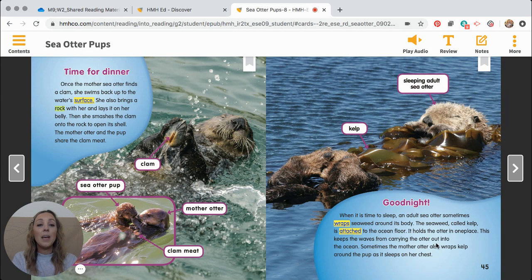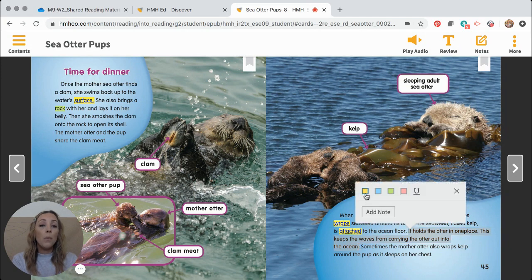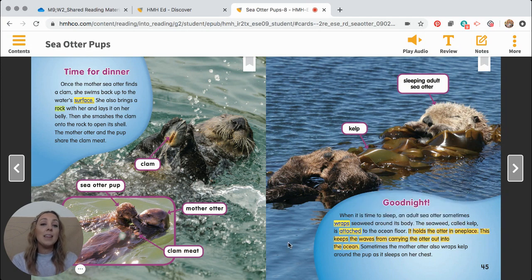Excellent. So if I were sitting next to you, I might have seen that you chose this sentence down here that says, it holds the otter in one place. And this keeps the waves from carrying the otter out into the ocean. So what that tells me is that the sea otters use this kelp or seaweed to kind of anchor them as they're sleeping, so they don't float out into the ocean.